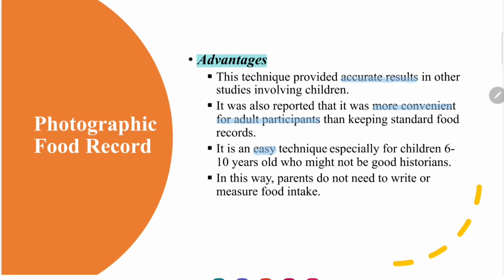It was also reported that it was more convenient for adult participants than keeping standard food records. Even for adult participants, it's more convenient. It's an easy technique, usually for children 6 to 10 years old who might not be good historians.